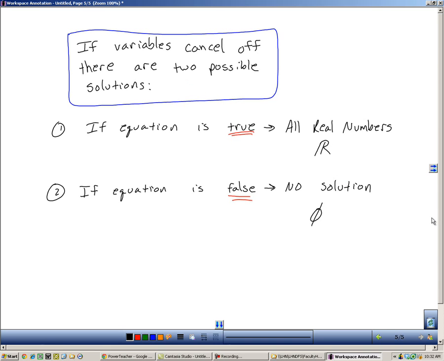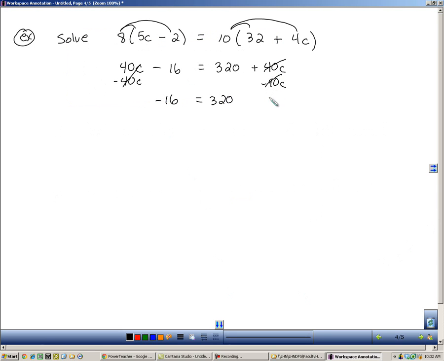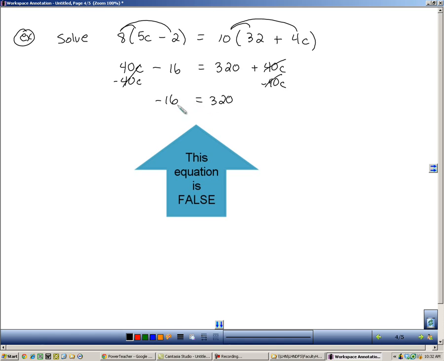So now let's go back to our example. Here the variables canceled off. So it's going to be one of those. It's going to be either no solution or all real numbers. Well, which is it? When the equation is false, in this case, -16 does not equal 320. This is a false statement.